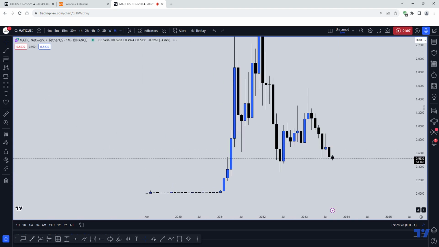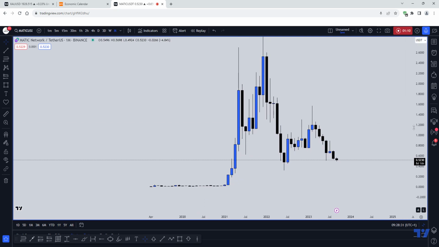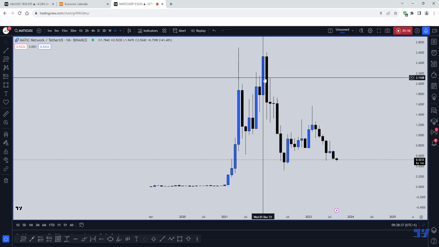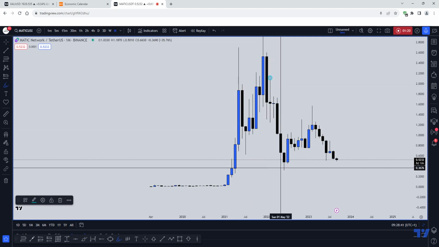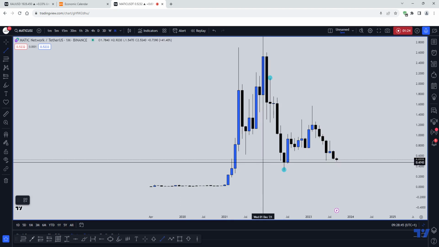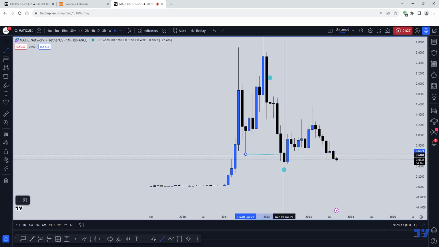So since we broke structure to the downside, we manipulated these highs, broke structure to the downside, came back up for a retest. This was the last significant monthly high before the market made a bearish impulsive wave. This is a bearish impulsive wave that took external liquidity, external liquidity in the form of this swing low.